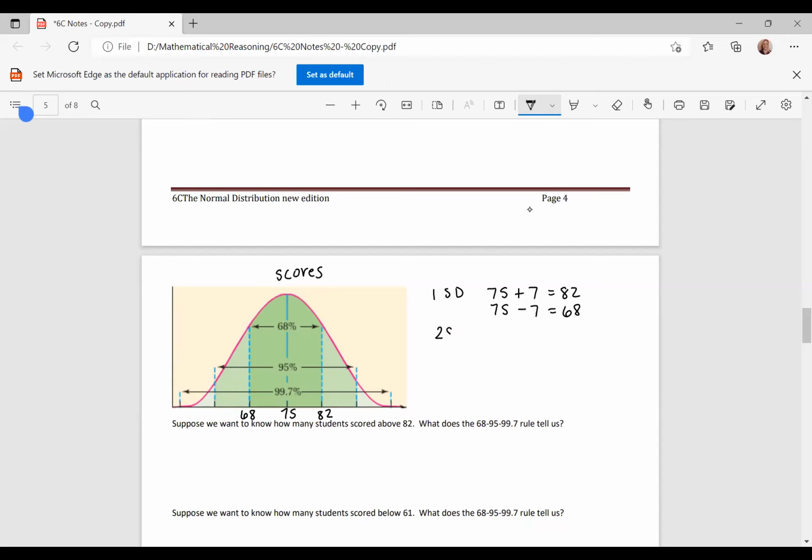Now, if I look at two standard deviations, which is 95% of the students, I want to add my standard deviation twice, and I also want to subtract it twice. So this is going to be 89, and this is going to be 61. In this problem, that means that 95% of my students made between a 61 and an 89.